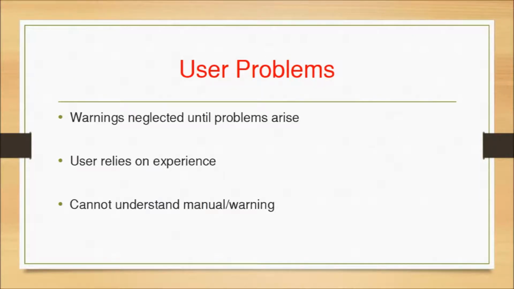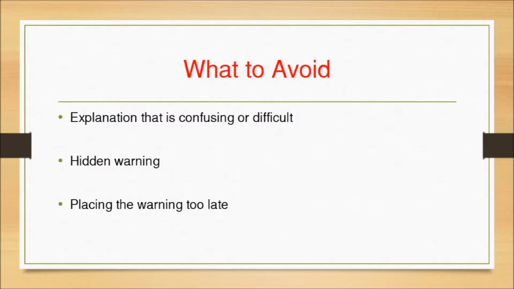However, even knowing this, user problems can still arise. One of the most common problems is that the user will not pay attention to any kind of warning until the problem has already presented itself. The user also tends to rely on experience rather than warnings. Many times when something breaks down, a user will ask someone who owns the same product if they have experienced something similar and how they solved it before consulting a warning or a manual. Lastly, sometimes the explanation is too difficult or confusing for the reader to understand, and they simply ignore it or they move on.